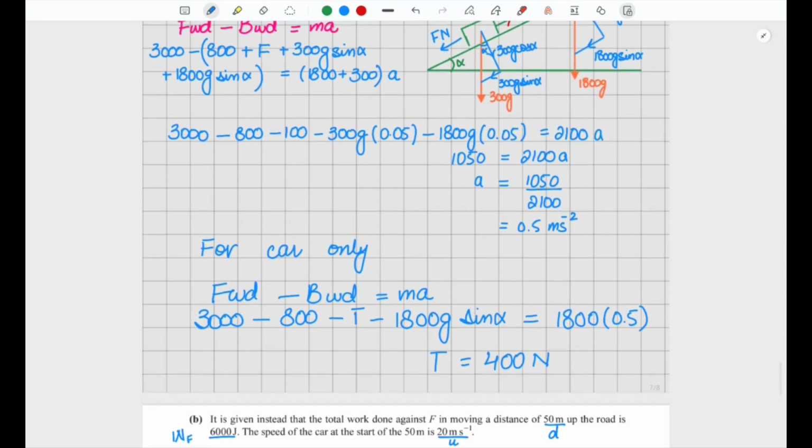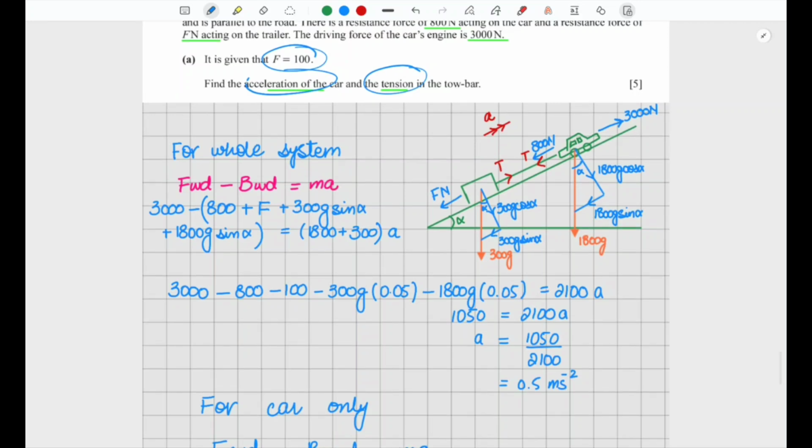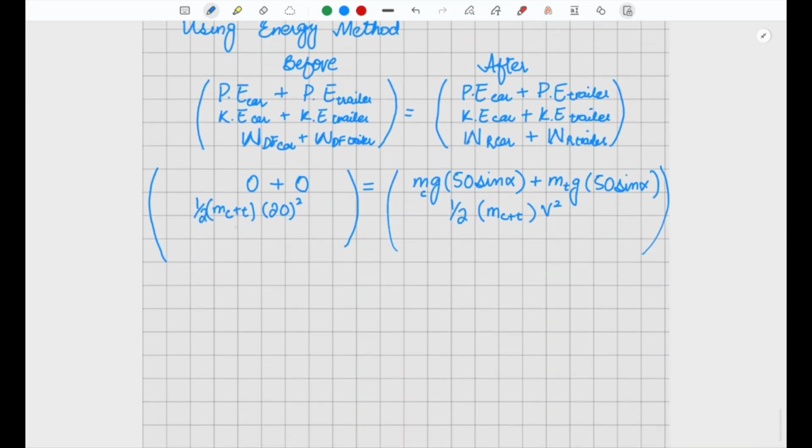Then, work done by the driving force for the car. Driving force was given to be 3000 newtons, so 3000 times the 50 meters it has traveled. So this is for the work done by the driving force for the car. For the trailer there is no driving force, so 0 times 50.